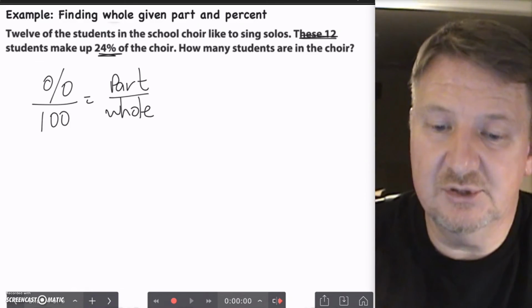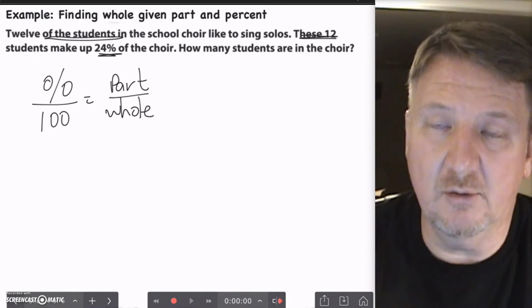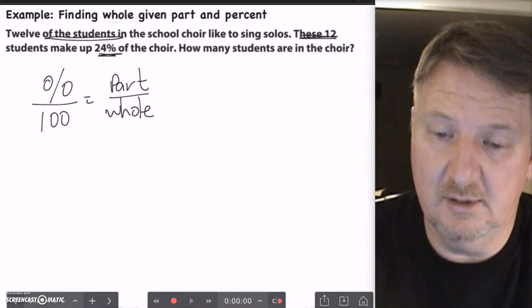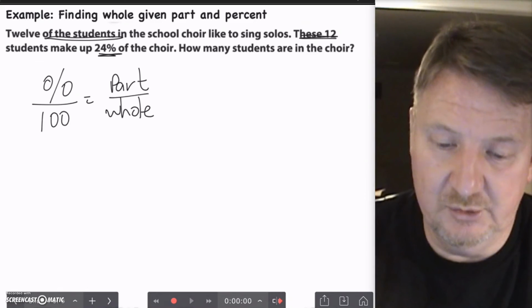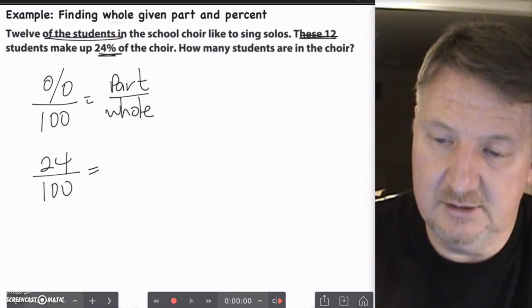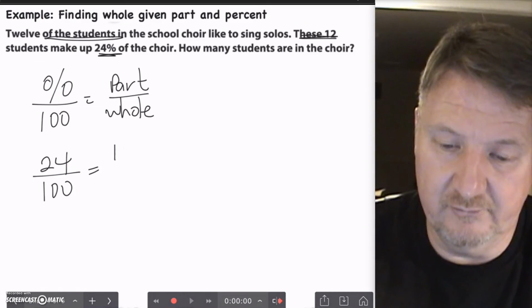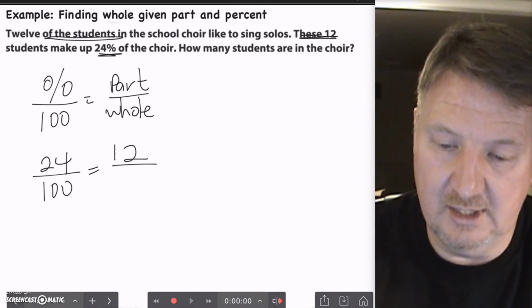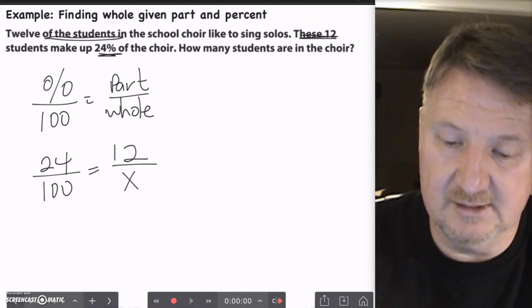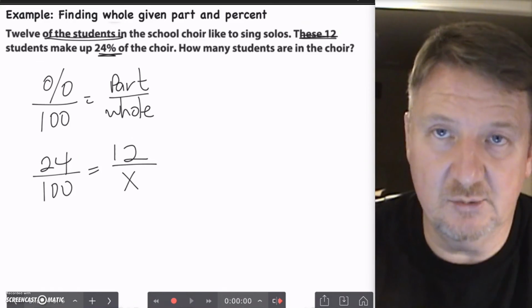Okay, so of the students, that's the key word right there. I don't know what the whole is because it's not telling me. 12 is the part. Okay, so I know the percent. I got 24 out of 100. I got the part, which is 12. And I don't know what the whole is, so I'm just going to let that be an x as well. I can say, what did I multiply 100 by to get 12, or x?